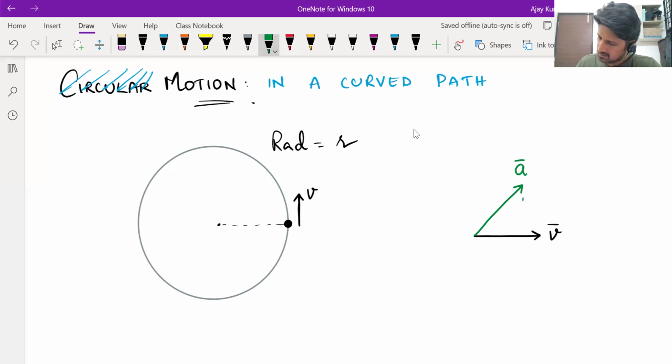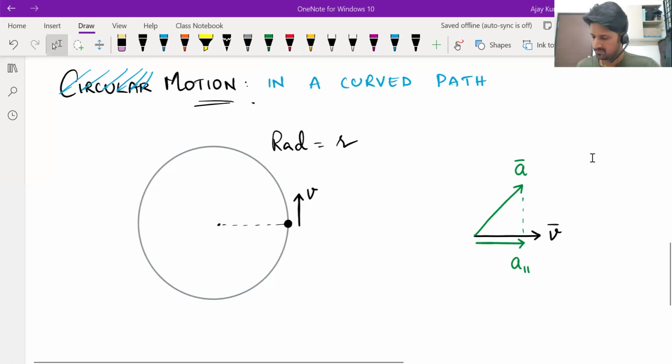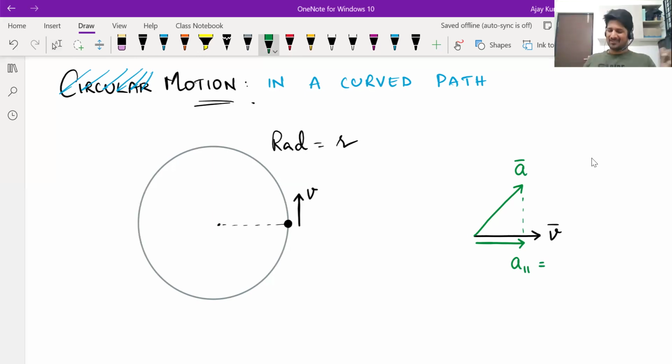We can resolve acceleration into two components. One component of acceleration parallel to velocity. What is this component called? What is the component of acceleration parallel to the velocity of an object called? Okay. You all need to keep revising. Component of acceleration parallel to velocity is called tangential acceleration.